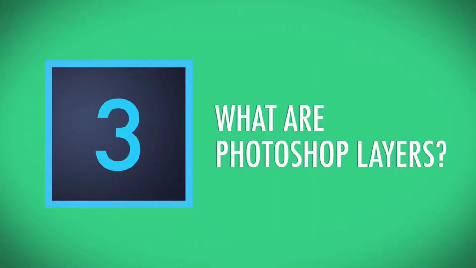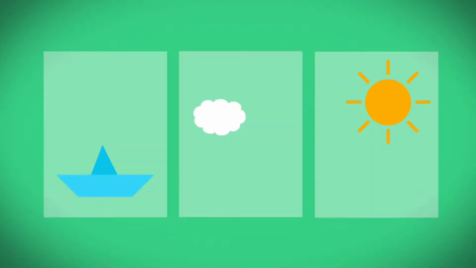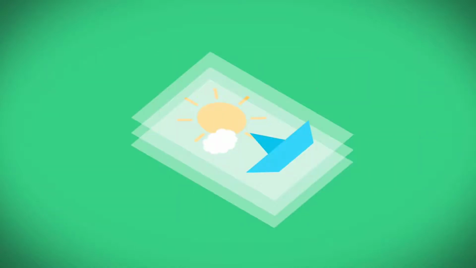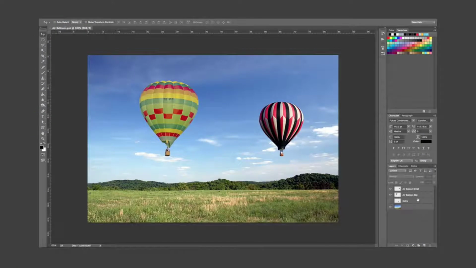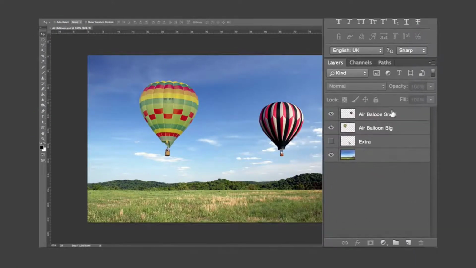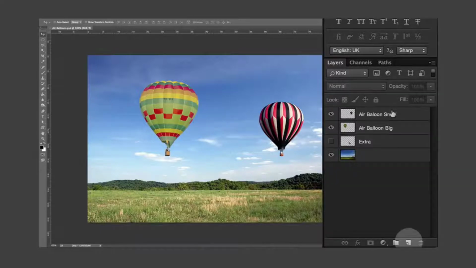Number 3. What are Photoshop layers? Photoshop is based on the concept of layers. What does it mean? It means that you always have to think as if you were working with transparent sheets of paper that you can place one over the other. Layers are here in the lower right corner, and if you want to create a new one, all you have to do is click this little icon.